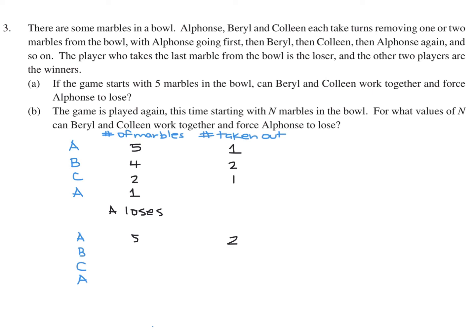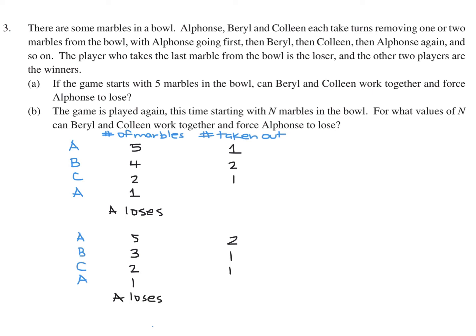Okay, let's see what the strategy would be for B and C, Beryl and Colleen. Therefore, if he removes 2, Beryl would get 3. Beryl would then remove 1. Colleen would then have 2. She will remove 1. And Alphonse, again, will end up with 1 and therefore lose. So there you go.